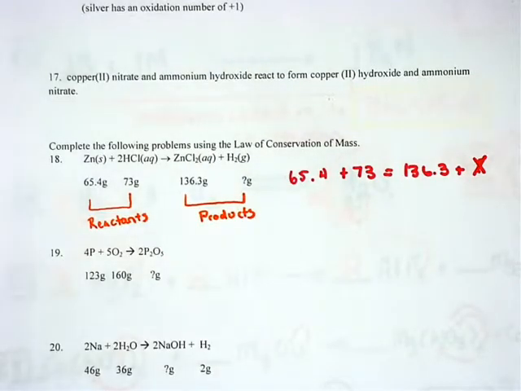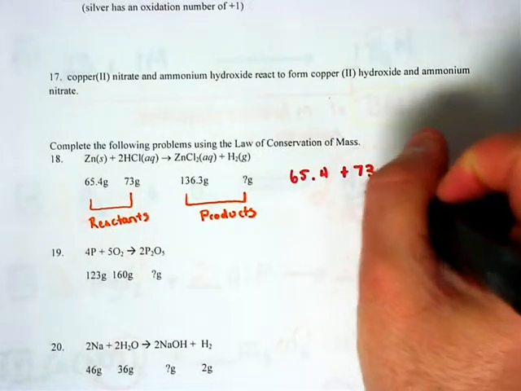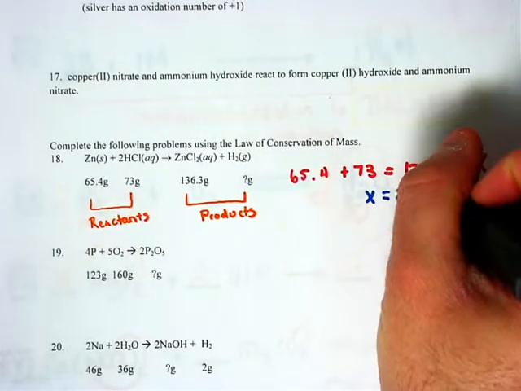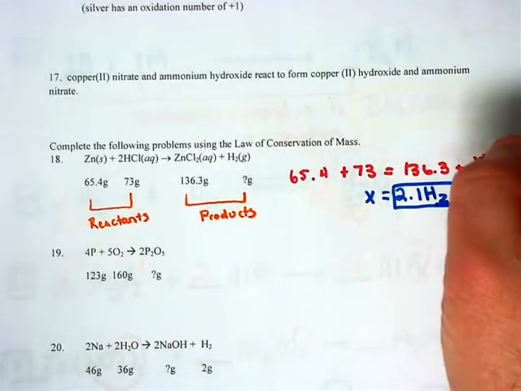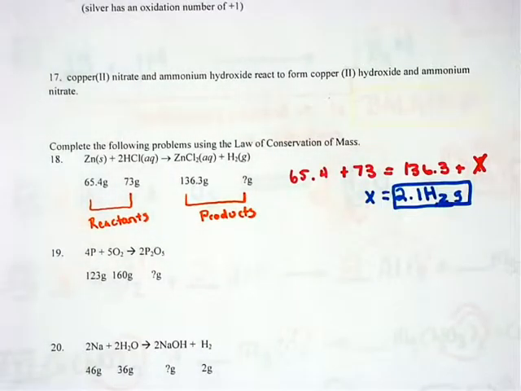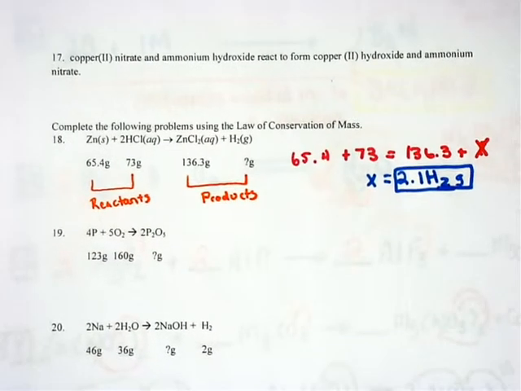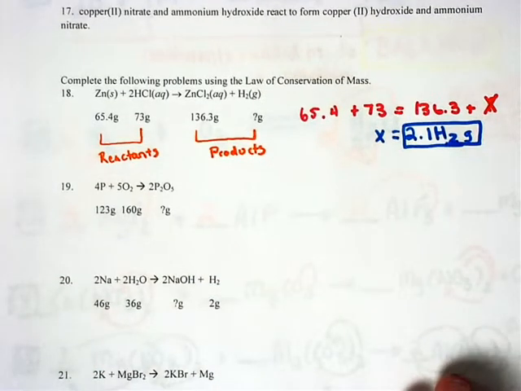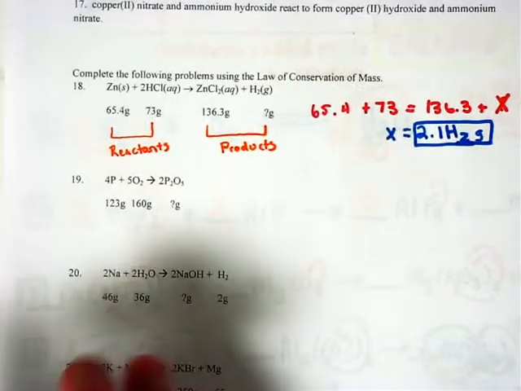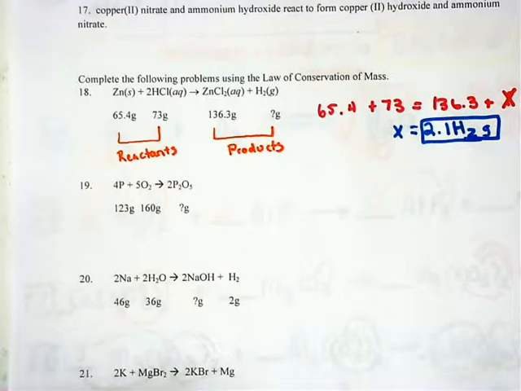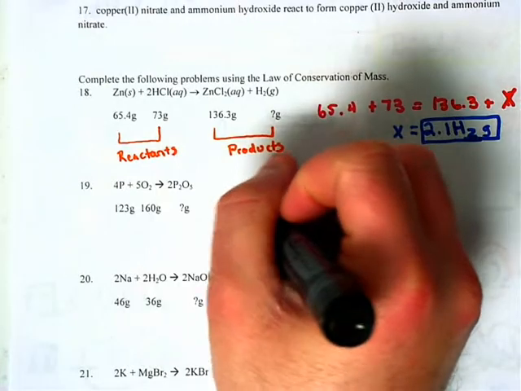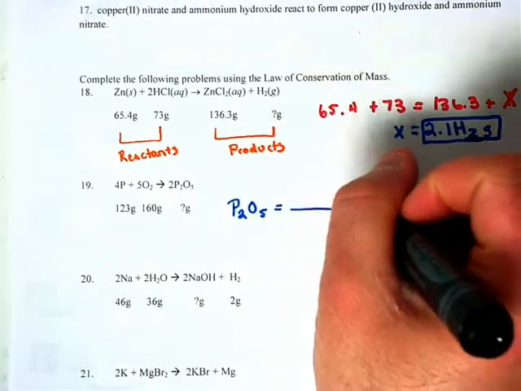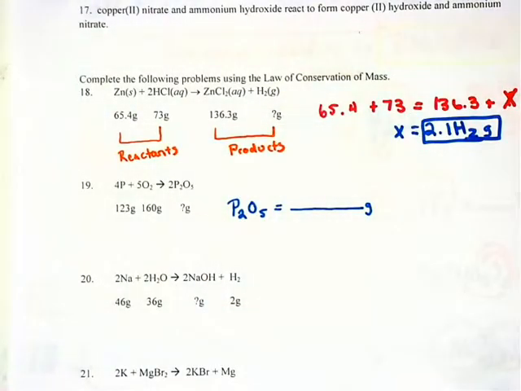What do we get x to be? 2.1. That's the number of grams of H2. Right? Just to make sure we're 100% set, I'll let you solve 19, and we'll solve it. I'll let you solve it real quick, then we'll check it, and then that'll be the end of it. So solve 19 real quick. Tell me what P2O5 is equal to in grams. Let you write that down.